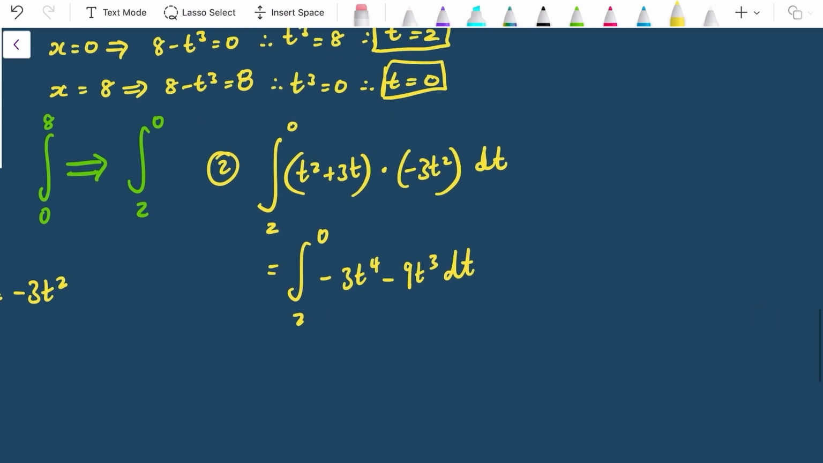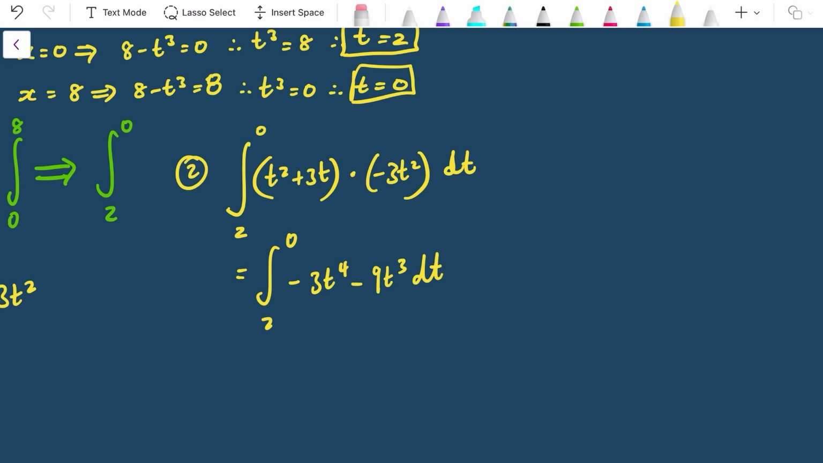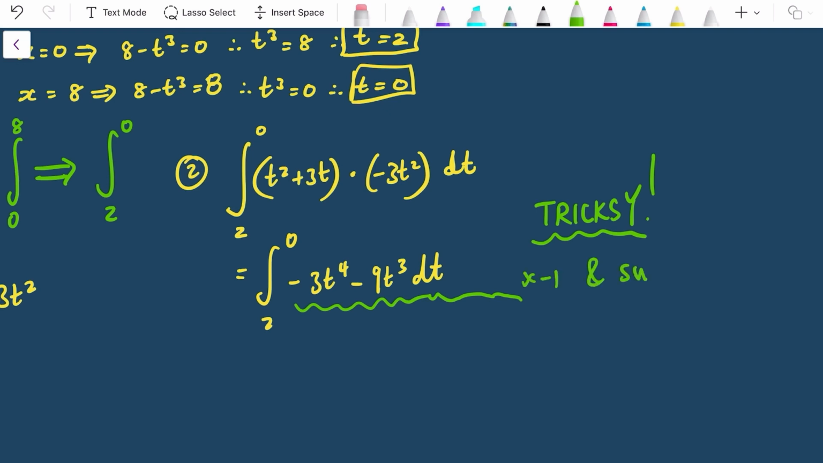So I'm just going to show you a really nice little card to have up your sleeve. If I were to multiply, I can swap these limits around so that I have the 2 on the top and the 0 below, as long as at the same time I'm multiplying everything by -1, and swap the limits. That's a nice way for us to deal with the negatives here. So I'll get 3t to the 4 plus 9t cubed dt. Okay, so remember that trick, that's handy.